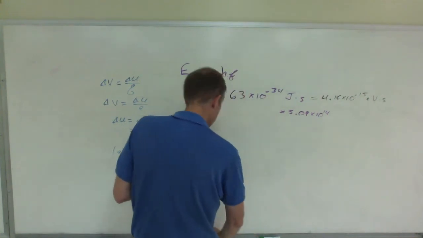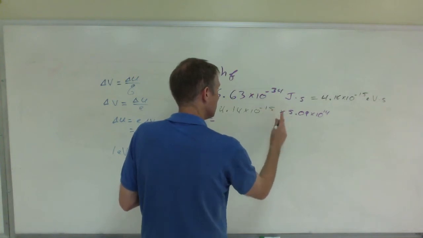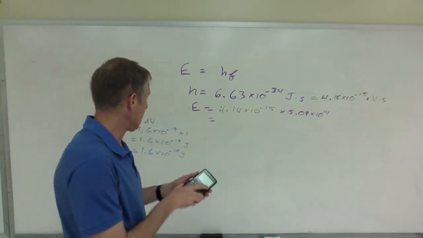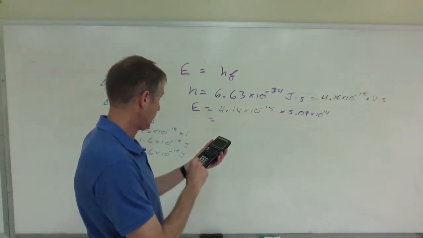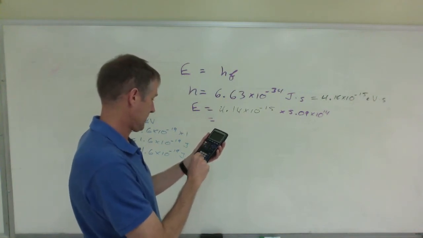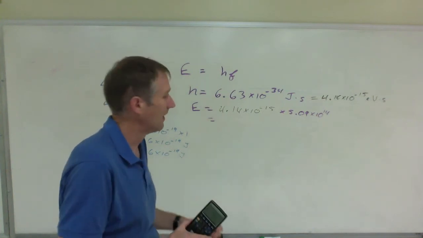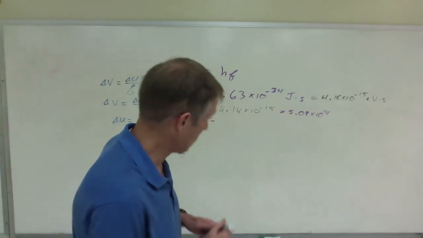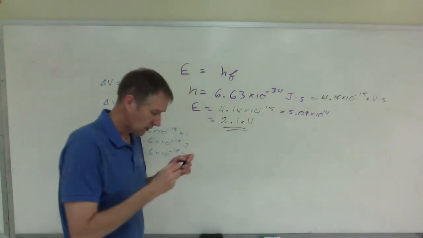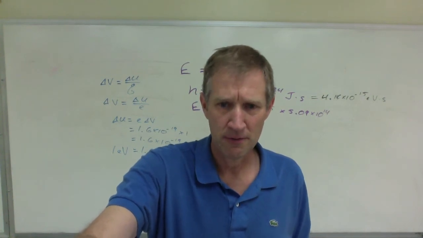So let's just see what we get. This is going to be 4.14 times 10 to the negative 15 electron volt seconds times the frequency for yellow light. Like I said, 4.14 exponent negative 15, times 5.09, hit the exponent key, 14. And, oh God, I love it when I get it right. It's 2.1 electron volts. Alrighty, I'm going to pause this, and then we're going to talk about the photoelectric effect.